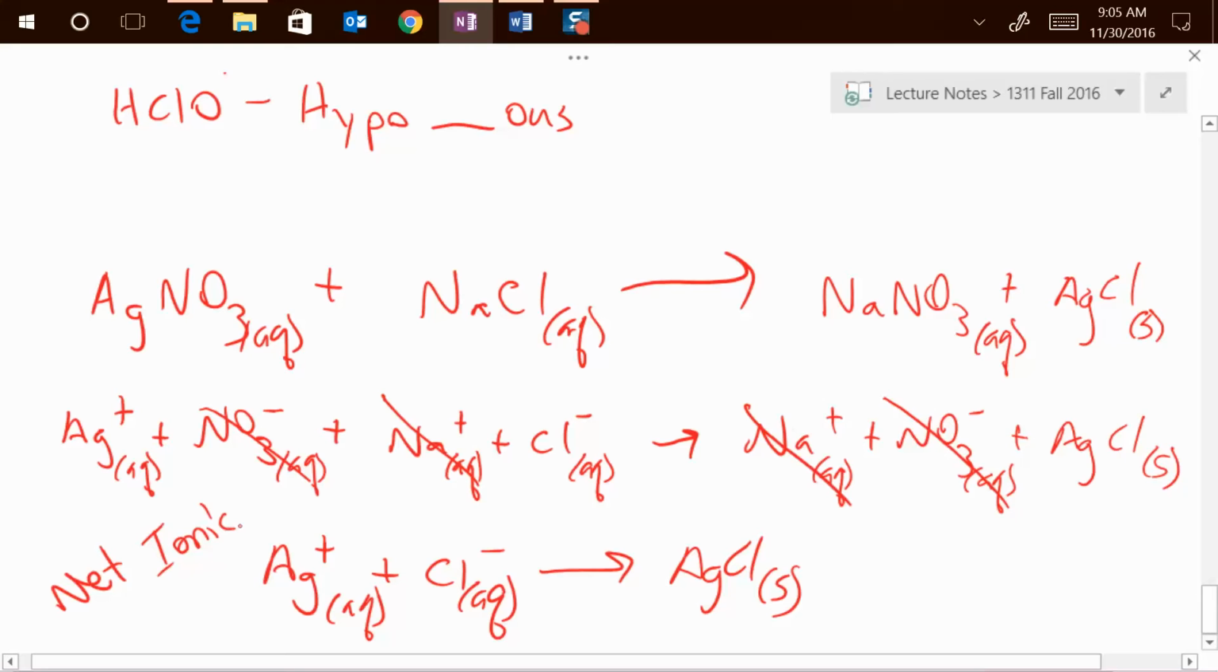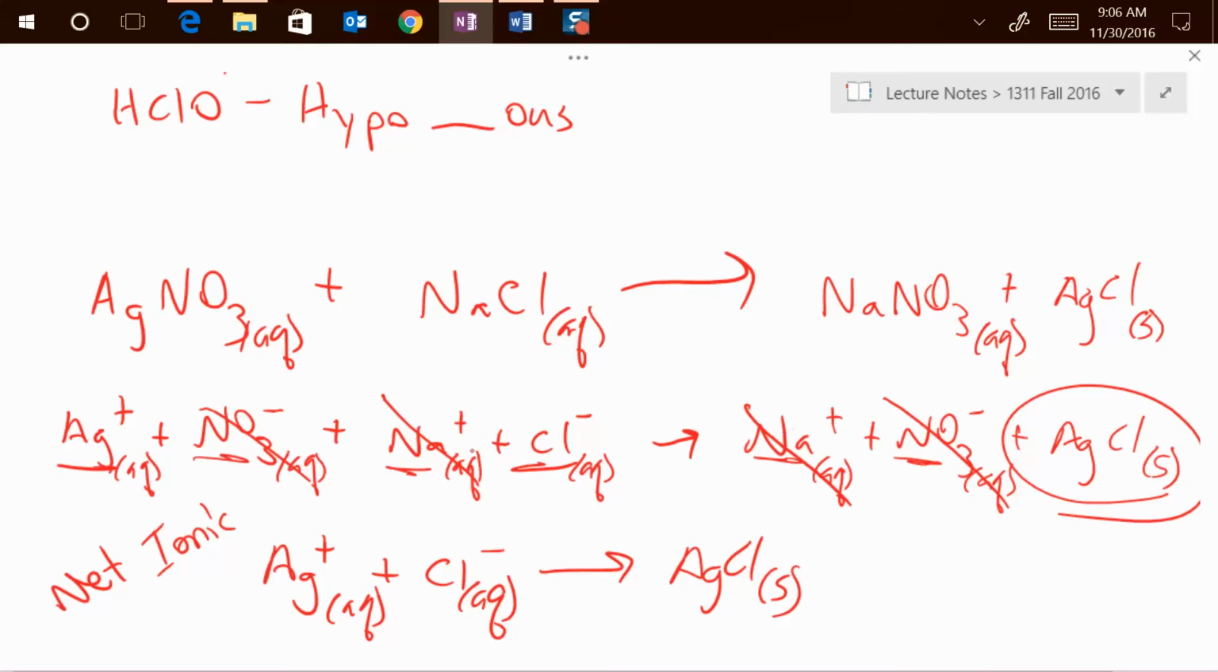How do you know which ones don't take place? Okay, so you see how sodium and nitrate are broken apart over here? So that means they're broken apart over here too, so you eliminate them because they didn't actually do anything. They just remained dissolved on one side and they're still dissolved after the reaction took place. But you see how silver chloride actually came together and it's not broken apart? So that means the silver and the chlorine came together and stayed together. So that's how I know what to eliminate, the things that broke apart and stayed apart.